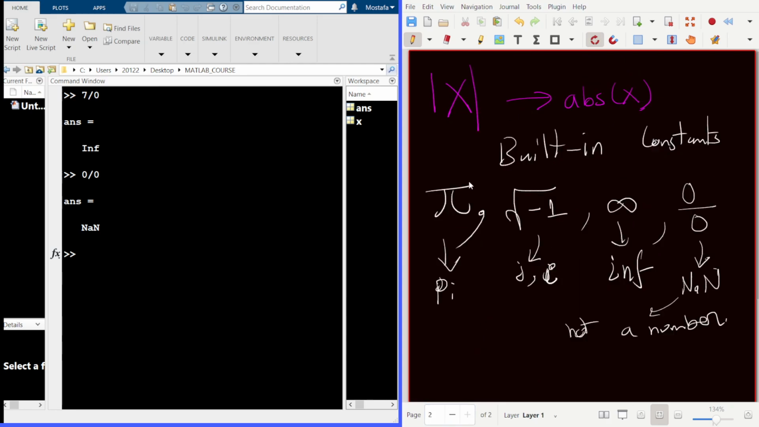And finally, we discussed four built-in constants in MATLAB, where the first two of them are useful in calculations, and the last two of them, one has to watch out whenever you see them in your calculation.